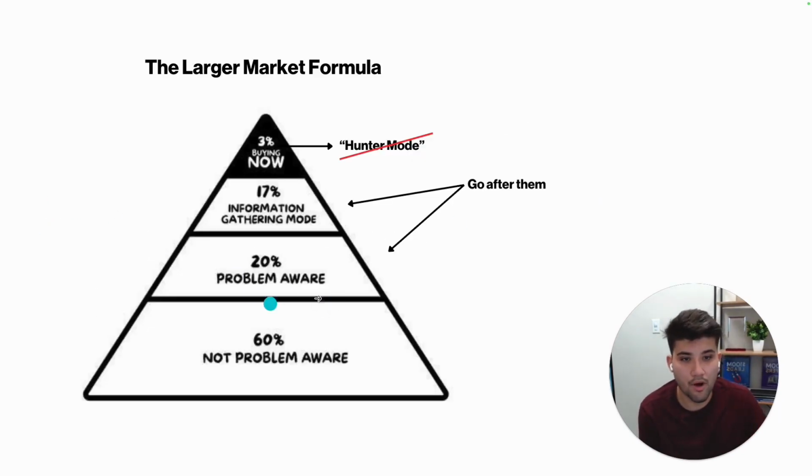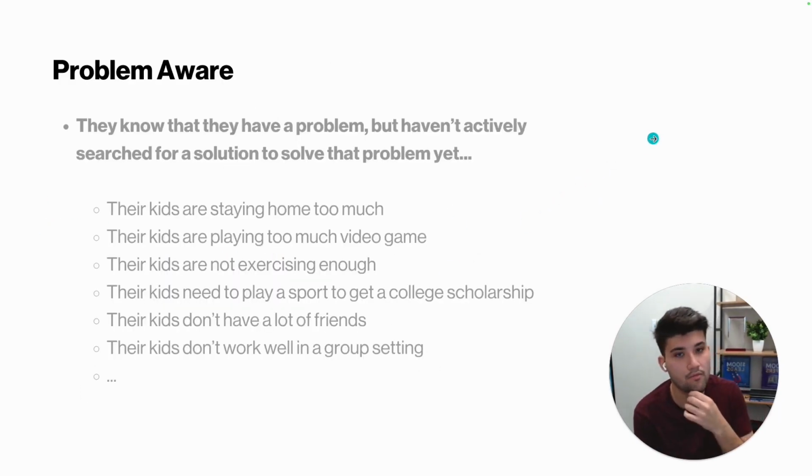So let's talk about the problem aware market first, right? That one is basically parents that know that they have a problem, but they haven't actively searched for a solution to that problem yet. It's not that big of a problem, but they know it's there. It's kind of bothering them now and then, but it's not something where they are ready to go.